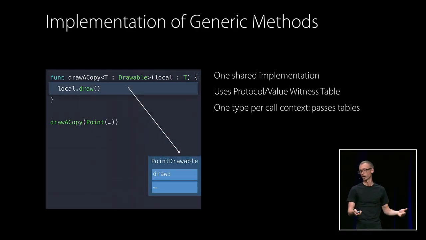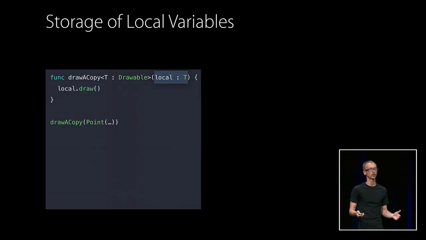And similarly, when it executes the draw method on the local parameter, it will use the protocol witness table passed, look up the draw method at a fixed offset in that table, and jump to the implementation. Now, I just told you there is no existential container here. So how does Swift allocate the memory necessary for the local variable created for this parameter?